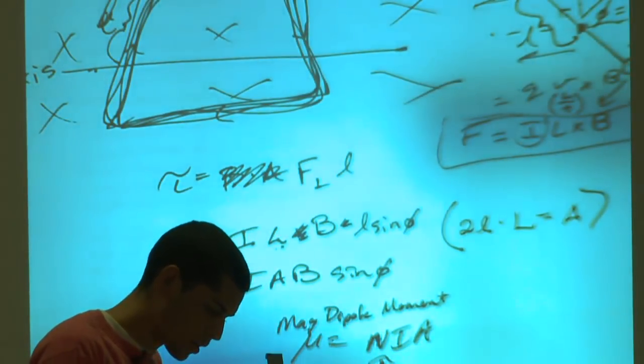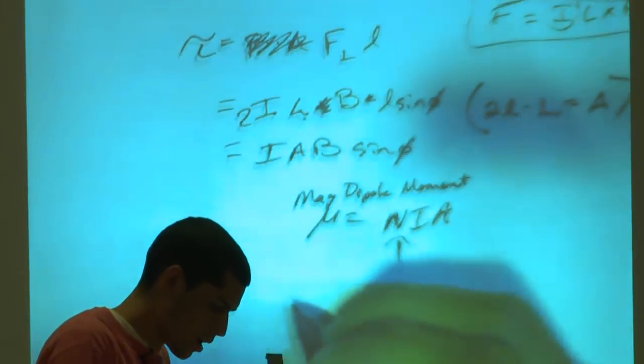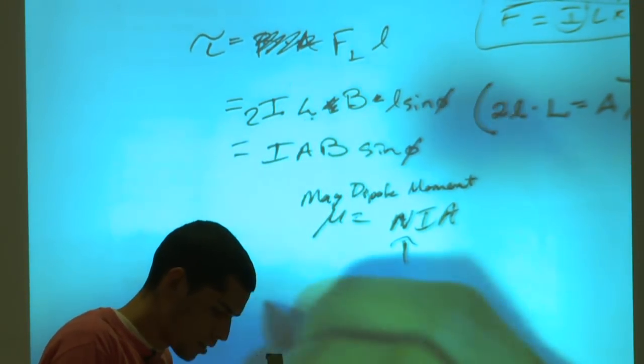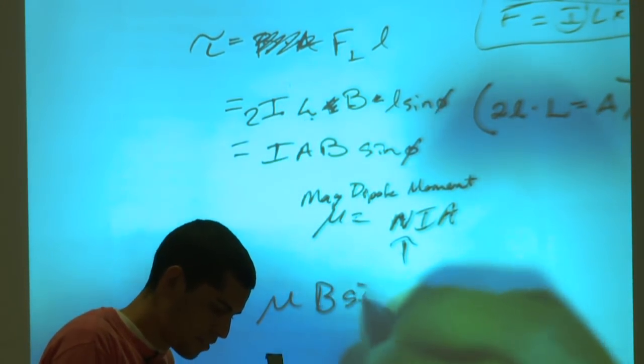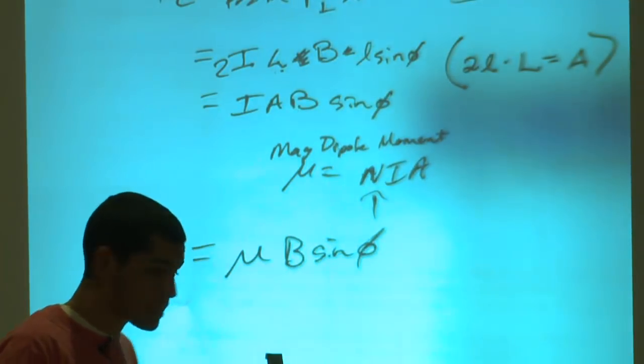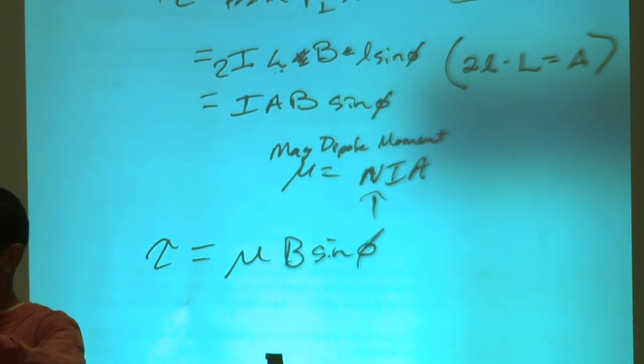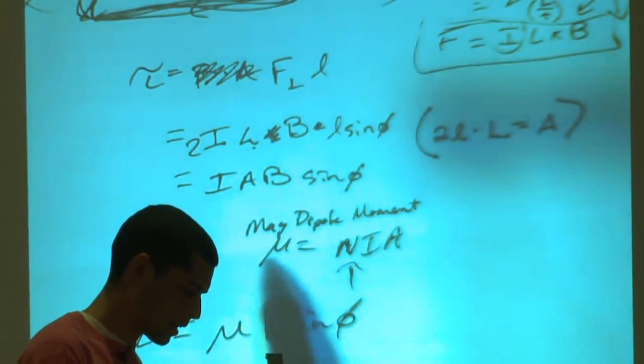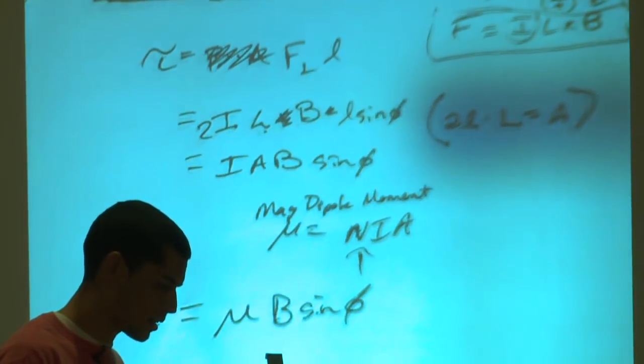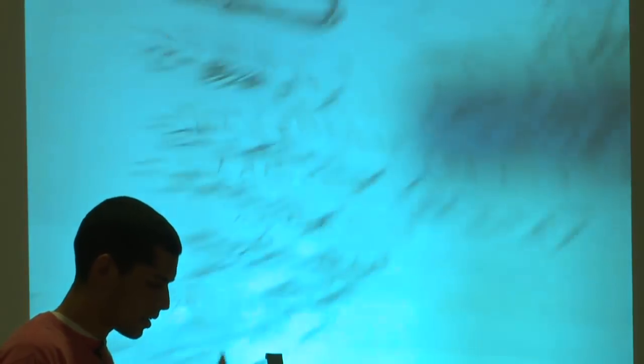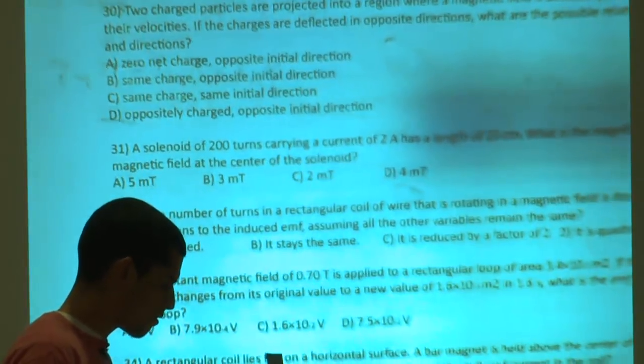Thus, we have our torque equal to mu naught B sine of phi, where phi is the angle between the normal to the plane and the magnetic field. And that's just a fun little derivation, okay? But yeah, the magnetic dipole moment is number of turns times I times A. Then if we were to plug in our variables, right?